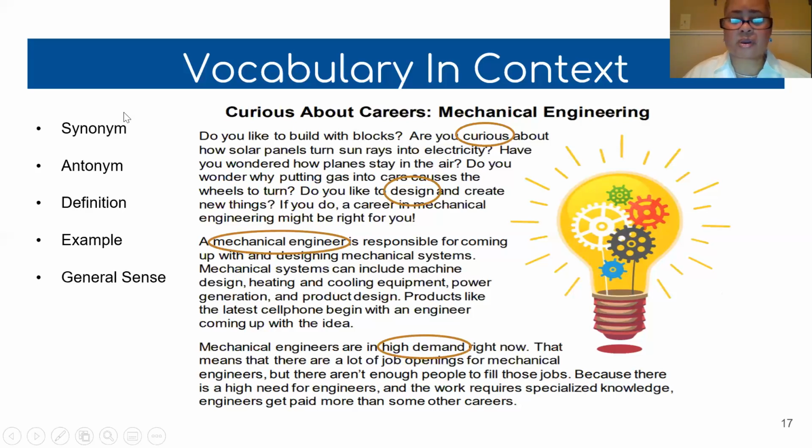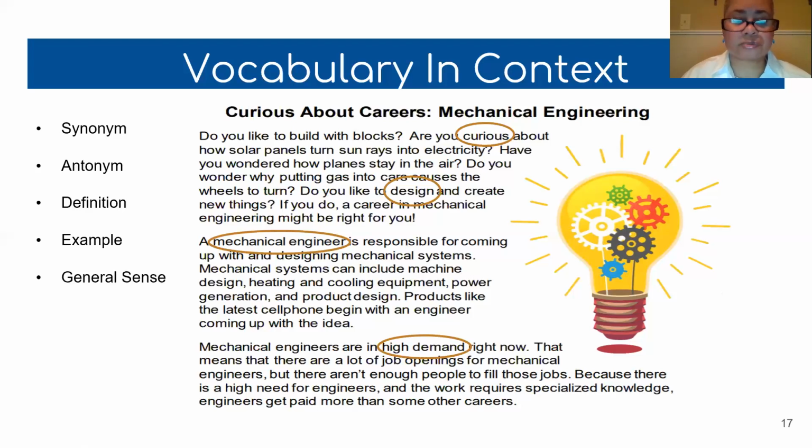Let's look at the second word, the word design. The author says, do you like to design and create new things? Well, there's a synonym for the word design embedded in text. Do you see? The word design and create go together. They are synonyms. Vocabulary in context using the strategy of a synonym within text.